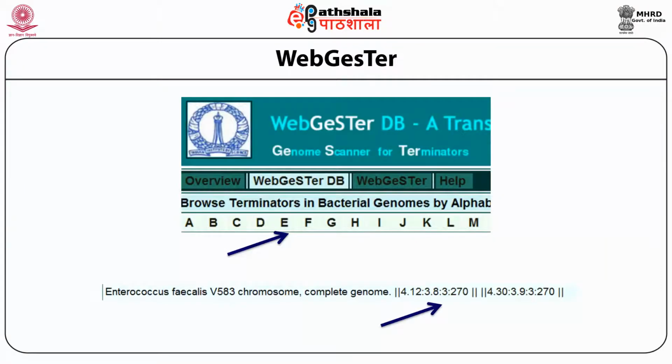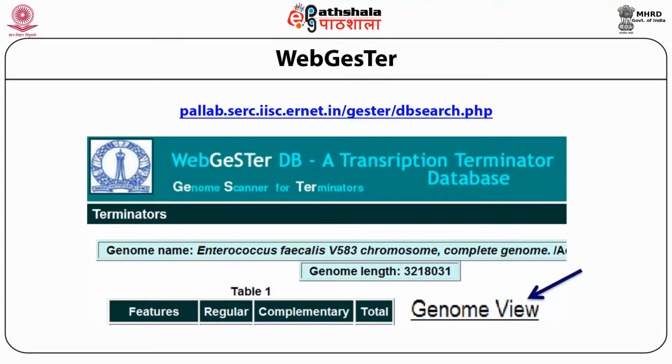To confirm this stem loop site for transcription termination, visit WebGeSTer at the Indian Institute of Science, Bangalore, where the database of terminators in bacterial genomes is housed. Here one can search and browse using an alphabet. Click on E and then select Enterococcus faecalis from the list, followed by a click on the link in the line for Enterococcus faecalis. On the following page, click Genome View, as highlighted by an arrow in the slide, a hyperlink on the right side as directed.